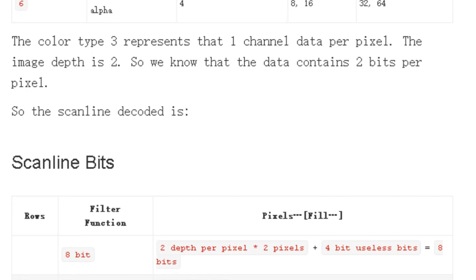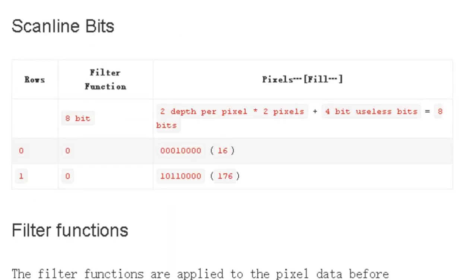The color type 3 represents 1 channel of data per pixel. The image depth is 2. So we now know that the data contains 2 bits per pixel. So the scanline decoded is scanline bits. We have 3 columns: rows, filter function, and then pixels, open bracket, fill, close bracket.